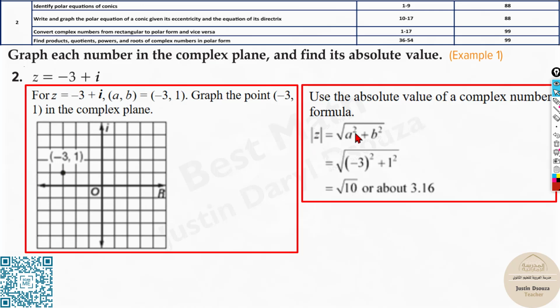Now how do we find the modulus? The absolute value. That will be the square root of a squared, that is 3 squared, it's 9 plus 1. There's nothing, it means it's 1 over here. It's square root 10. So this is how we solve it.